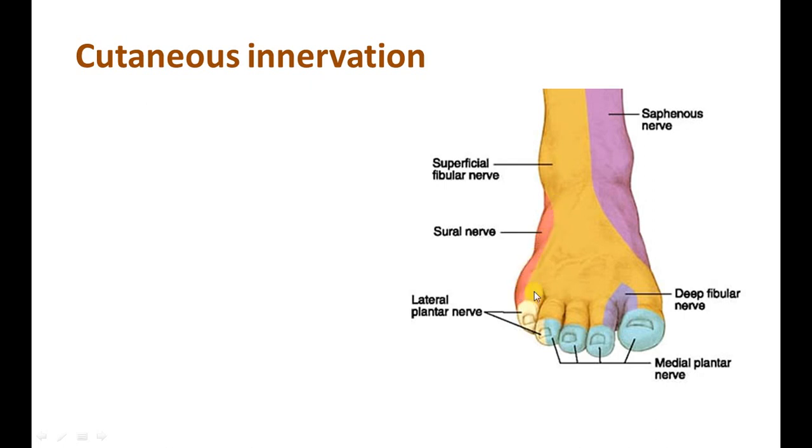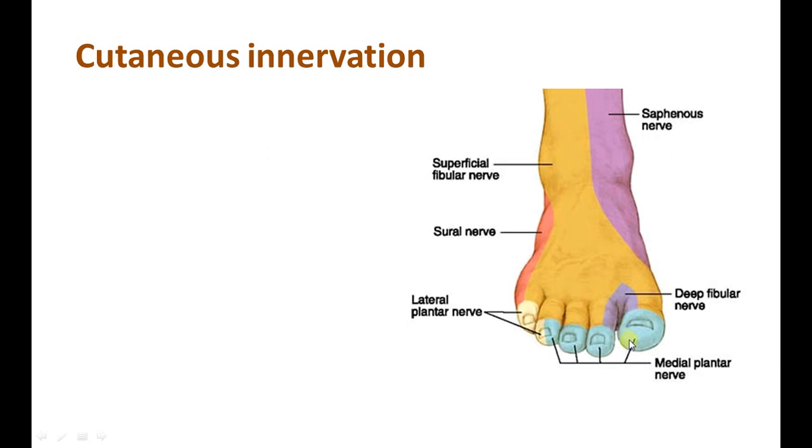The remaining part, lower lateral part of the leg and the remaining dorsum of foot, is supplied by the superficial peroneal nerve, which is a component of the common peroneal nerve, except the first dorsal interdigital space, which is supplied by the deep peroneal nerve. The medial terminal branch of the deep peroneal nerve supplies this first dorsal interdigital cleft. Okay, so four nerves you should remember: saphenous nerve, sural nerve, superficial peroneal nerve, and deep peroneal nerve.